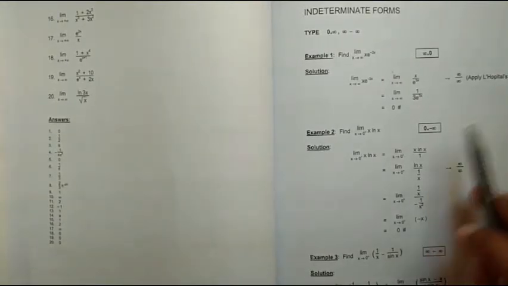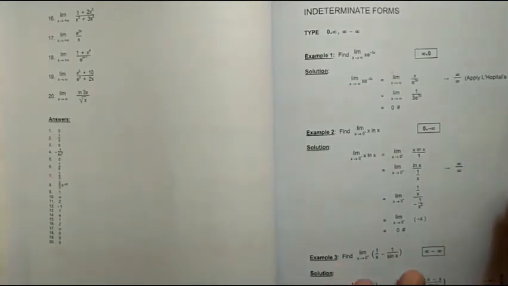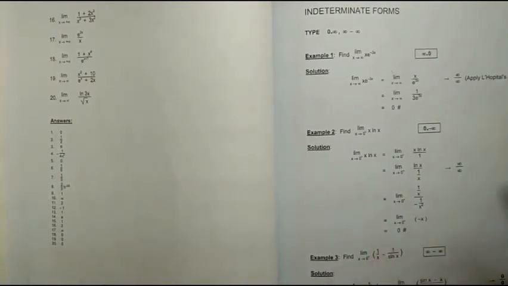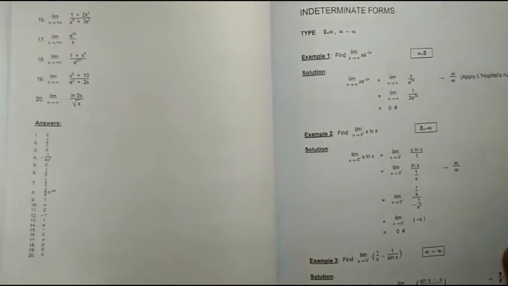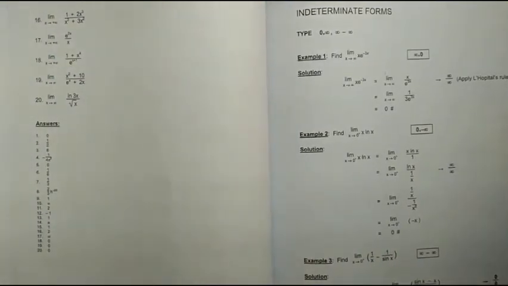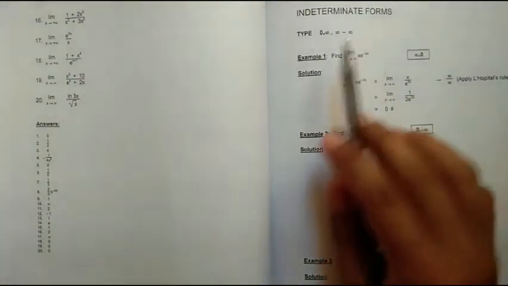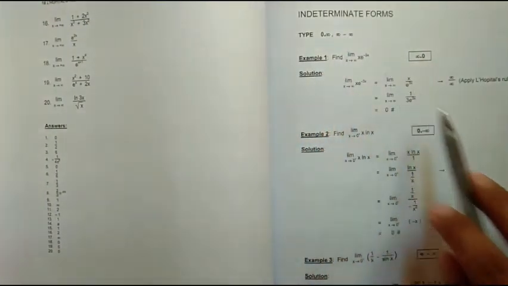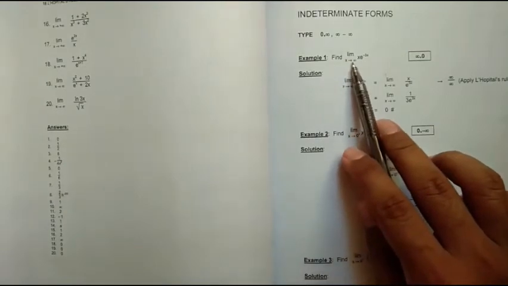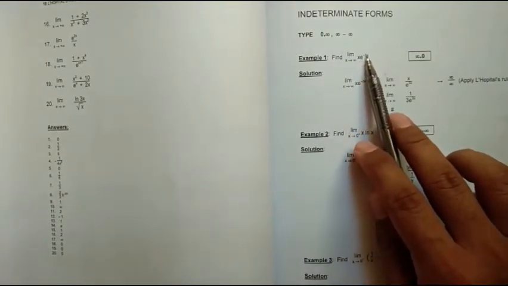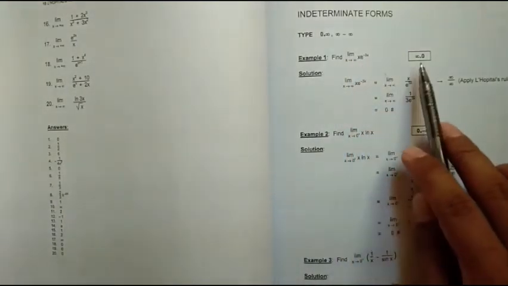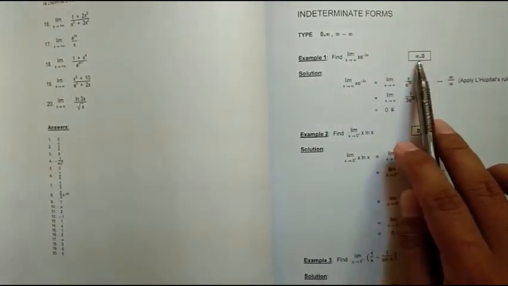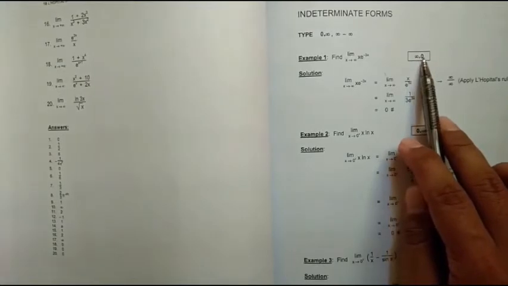Okay. We proceed to indeterminate form. Okay, nampak tak? Indeterminate form. Okay, type 0 times infinity, infinity minus infinity. So example 1, limit x approach to infinity, x exponent negative 3x. Okay, if you substitute x equals to infinity, we get infinity times 0.